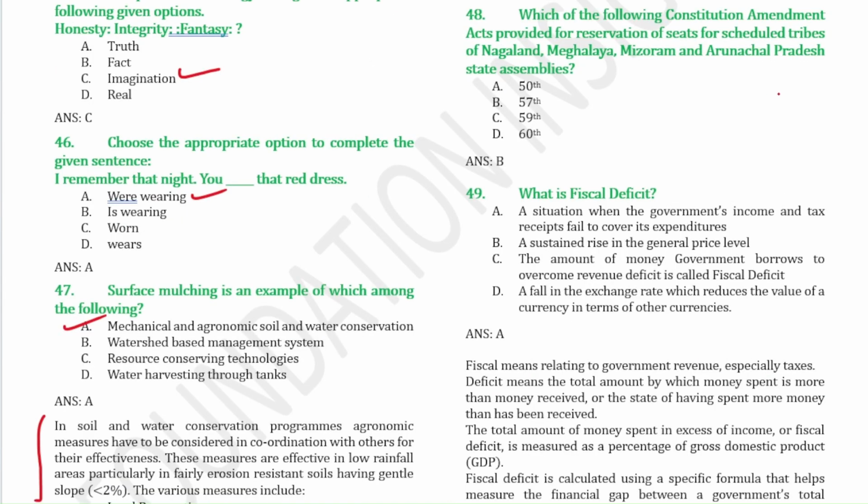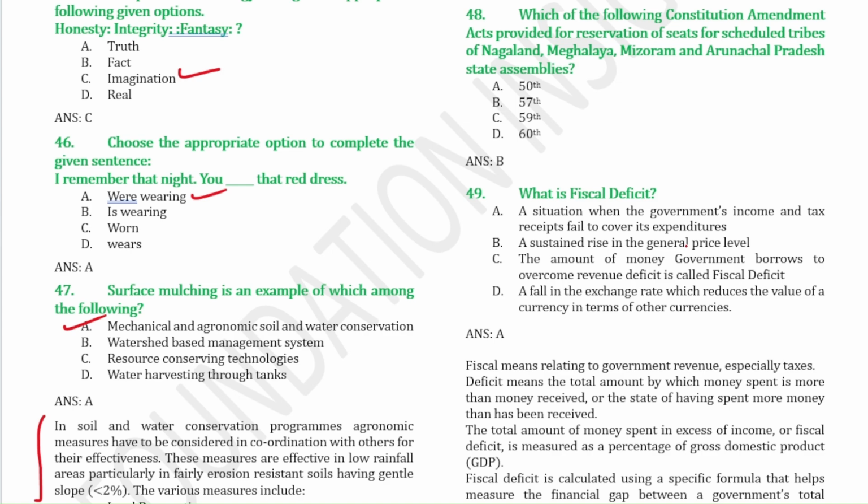Question number 48. Which of the following Constitution Amendment Acts provided for reservation of seats for scheduled tribes of Nagaland, Meghalaya, Mizoram, and Arunachal Pradesh State Assemblies? So that is 57th Amendment. Question number 49. What is fiscal deficit? So it is a situation where the government's income and tax receipt fail to cover its expenditure.